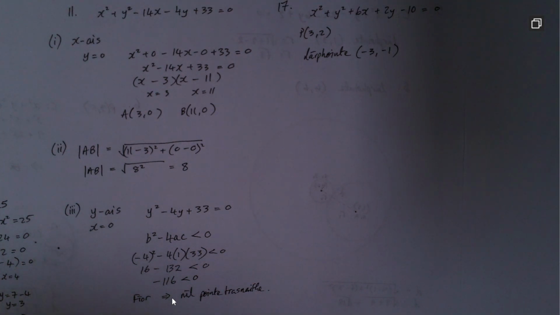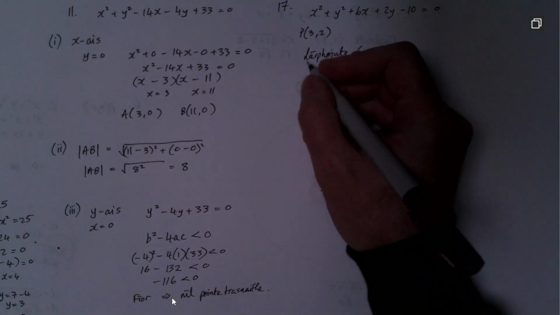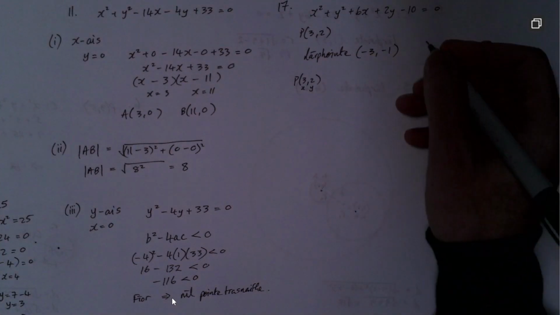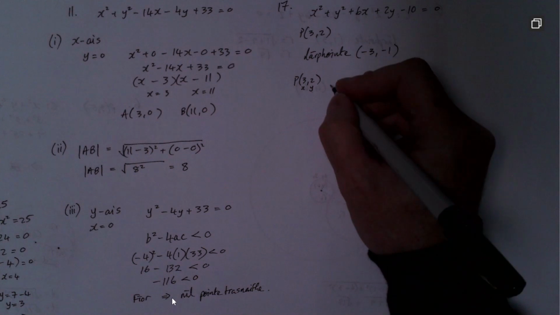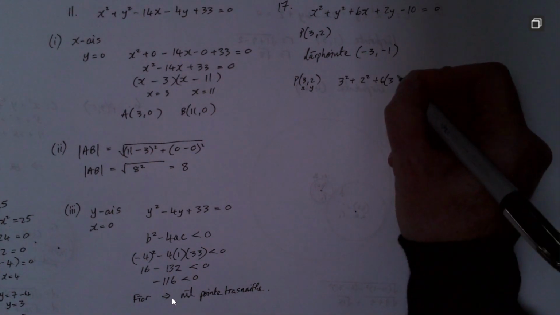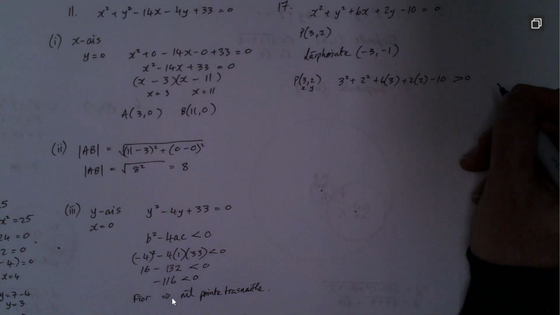Now verify that the frog is currently outside the pond. Let the point be P(3, 2). We substitute x equals 3 and y equals 2 into the circle equation and check whether the result is greater than 0: 3 squared plus 2 squared plus 3 plus 2 times 2 minus the constant.